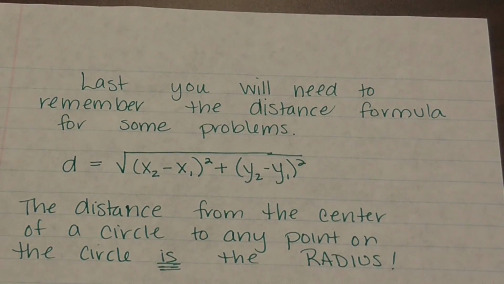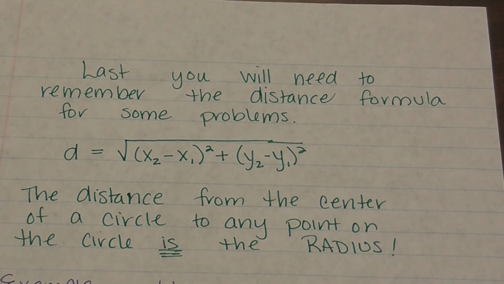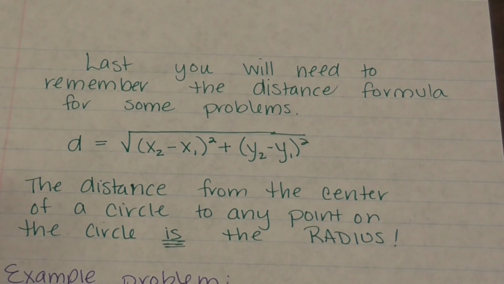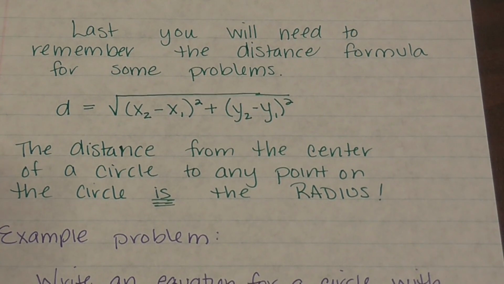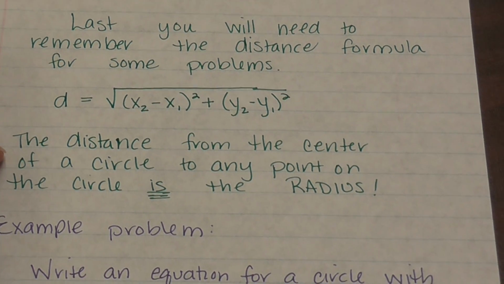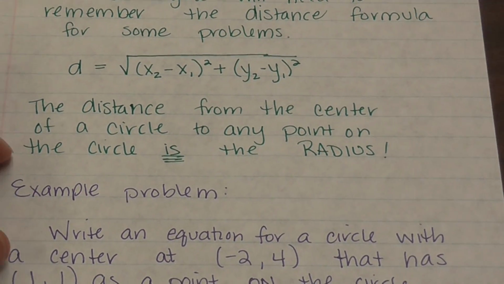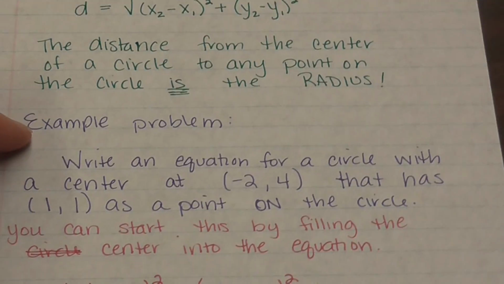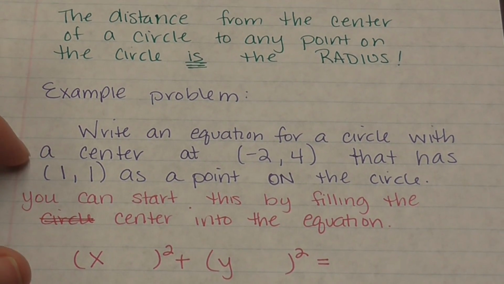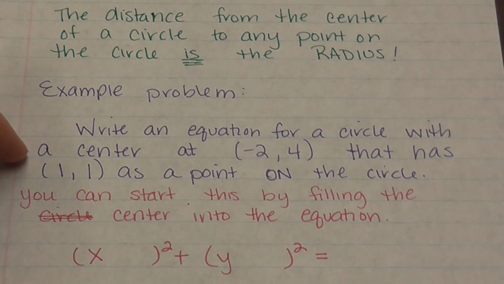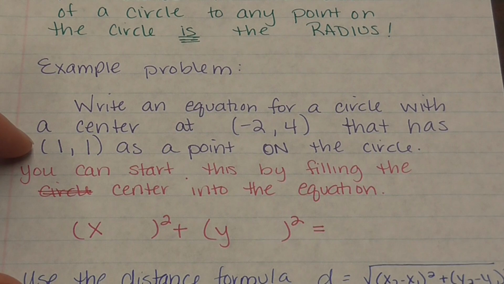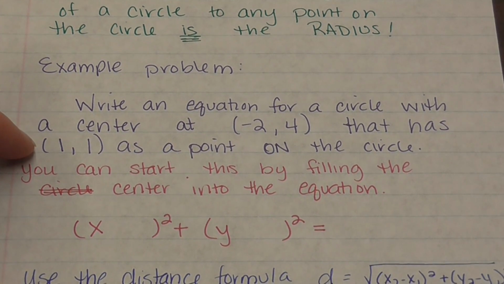The last thing that you're going to need to remember for some of the problems is the distance formula. You guys have done the distance formula before, right? The distance from the center of a circle to any point on the circle is the radius. So an example problem would be: write an equation for a circle with a center at negative 2, 4 that has 1, 1 as a point on the circle.